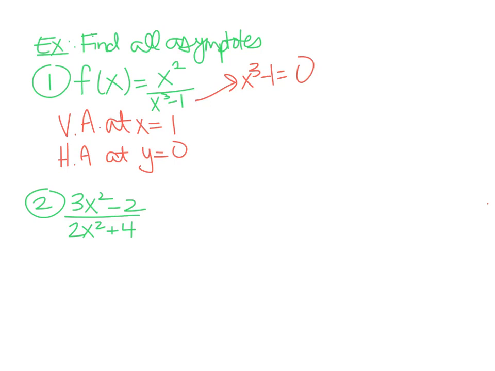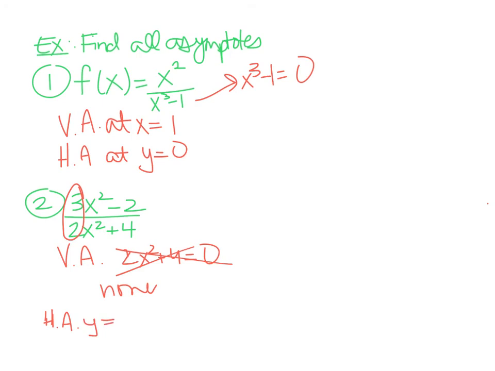For number 2, if you try to find a vertical asymptote, hopefully you did not get anything. You actually will get an imaginary number if you try to figure it out. So there are none. For your horizontal asymptote, you'll notice the degree of the numerator and degree of the denominator are both 2. They're equal. So your horizontal asymptote is going to be at y equals 3/2. Again, I do recommend that you graph this to double check your answers.